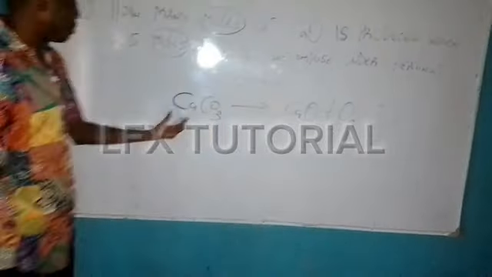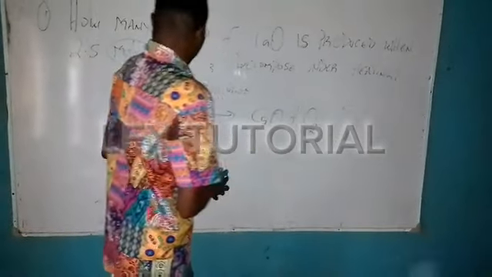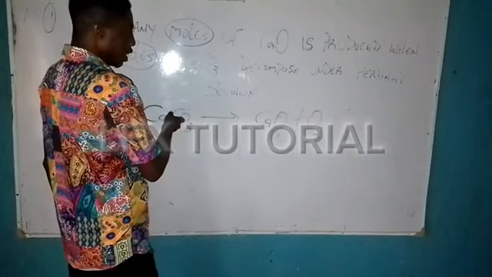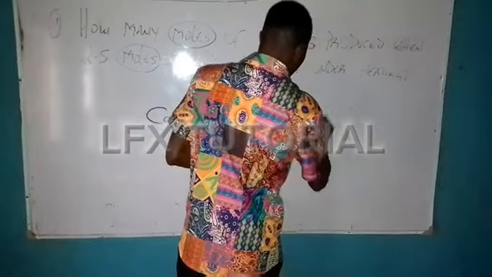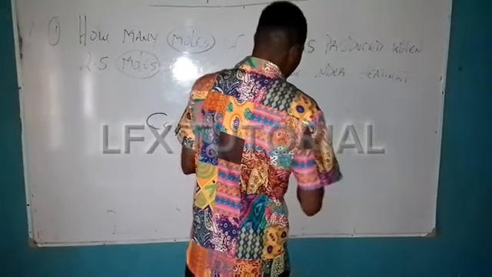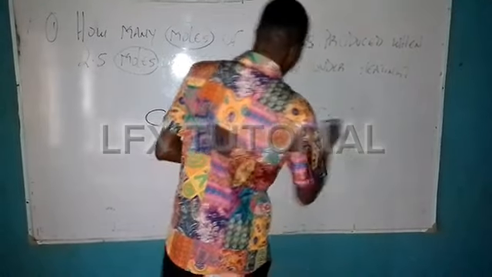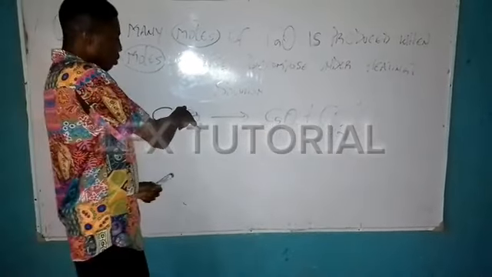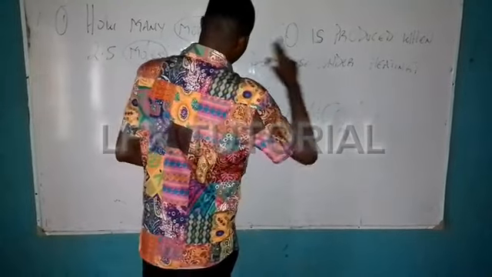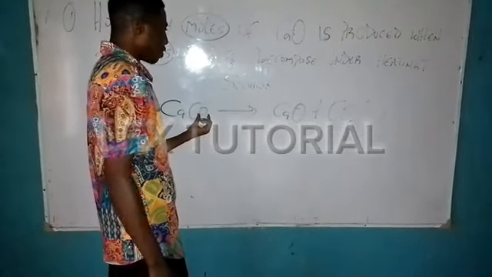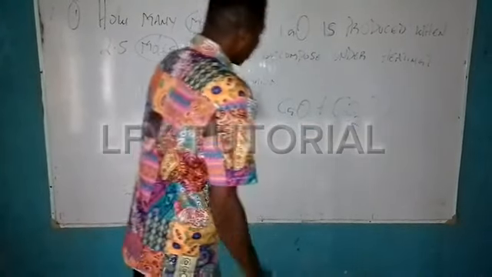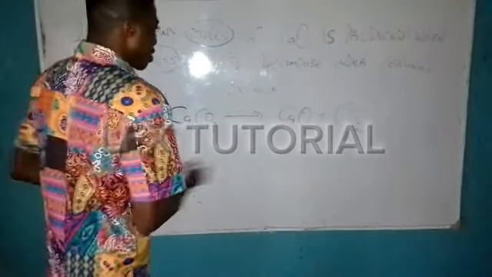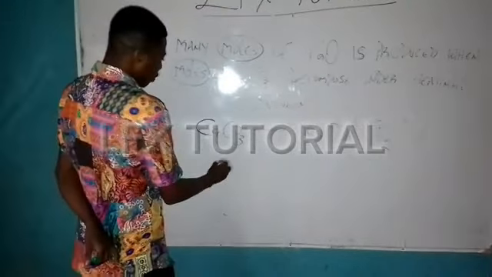So let's balance this. How many calcium can you find here? 1. How many calcium can you find here? 1. How many carbon can you find here? Sorry, we're supposed to have CO2 here. So how many carbon do we have here? 1. How many carbon do we have here? Just 1. How many oxygen do we have here? We have 3 here. We have 1 oxygen here. We have 2 oxygen here, making it 3.